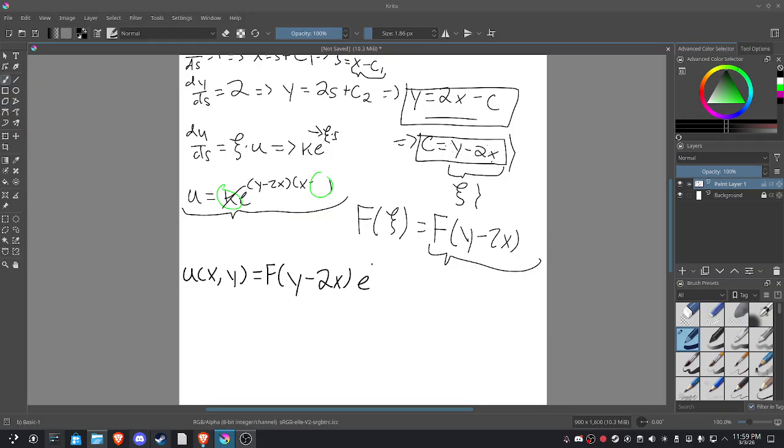So, just rewrite the function without any constants. And here's your answer.